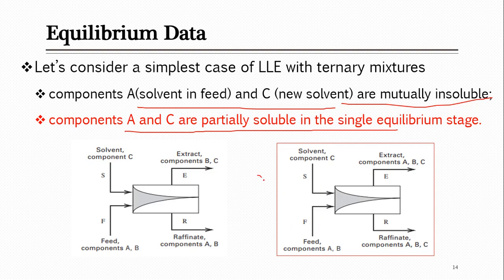This diagram I have already explained, in which you introduce your feed as well as your solvent, and then you get them distributed in such a way that solvent A becomes somehow part of the extract stream, which is rich in C, but will contain some amount of A, and likewise the raffinate stream, which is rich in solvent A, will also contain some part of C. So these are called partially miscible systems, in which your solvents are also partially miscible in each other. Due to this, they are carrying each other along in their rich streams.